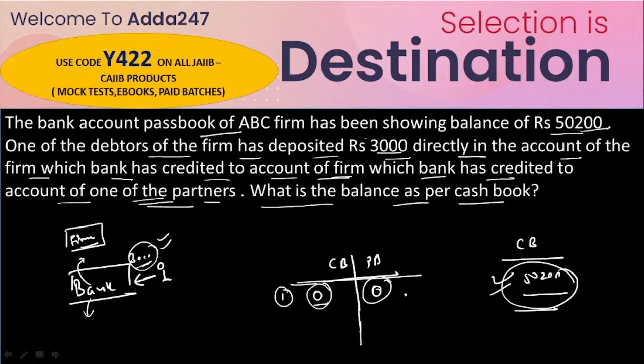Because in this particular transaction, the firm's account manager is also not aware of that, and the bank by mistake deposited into one of the partners' accounts instead of the firm's account. So that's why it would also be zero. So what is the balance of the firm as per the cash book? This would be the answer, and this is a very confusing question. This is a very important question. I hope everyone understands this.